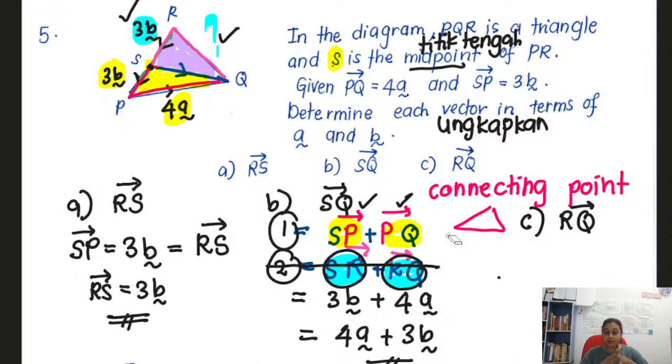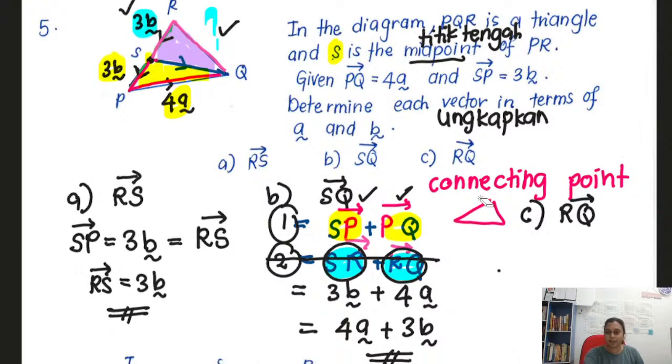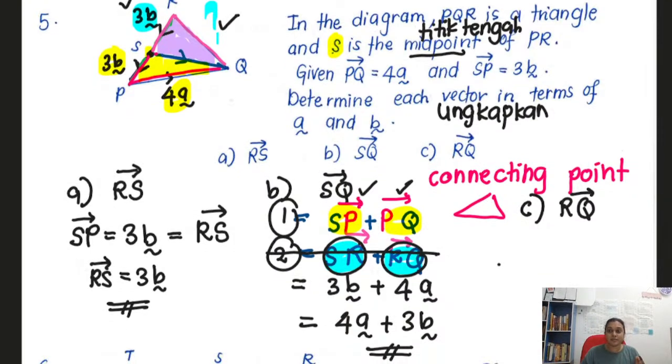Okay. Can? Faham? Okay, if can, whoever already trying, boleh try tak? Use the same way. Guna cara yang sama. Find a connecting point. Cari point yang boleh kita form satu triangle.